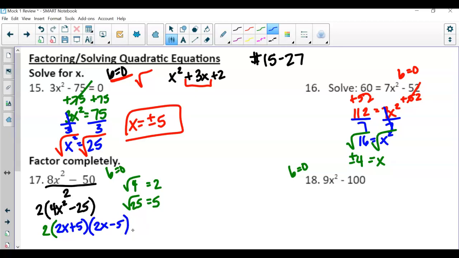Now, number 18, there is no GCF, but we do have two perfect squares here because the square root of 9 is 3 and the square root of 100 is 10. So there is no GCF, but we can go straight to those perfect squares. So this is 3x plus 10 times 3x minus 10.